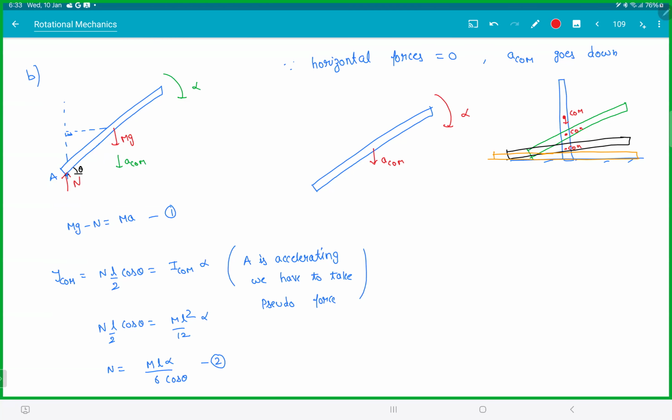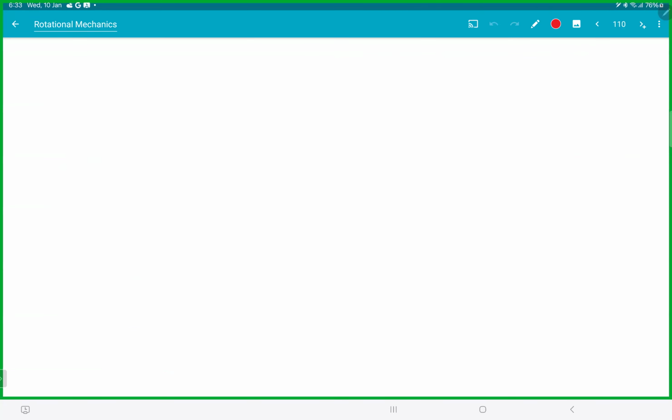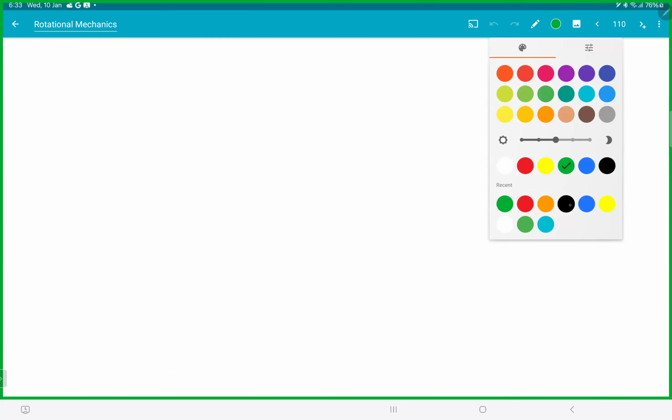Hint is at point A. How is point A going? Left and right. Left, right means it is not going up and down. That means velocity profile.